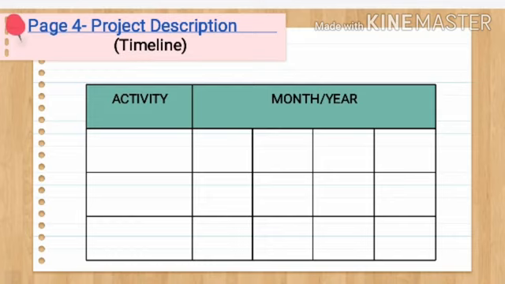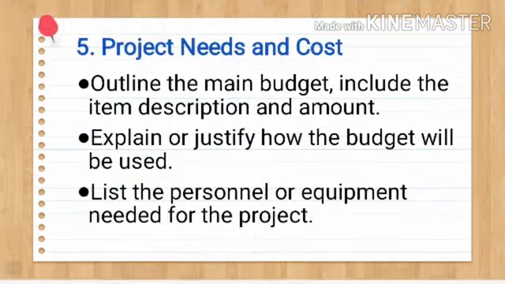For your page 4, still under project description, we have the timeline. Here in the first column, we have the activity, and the next is the month and year. So here you identify the activity and the target month where you will be accomplishing the said activity.